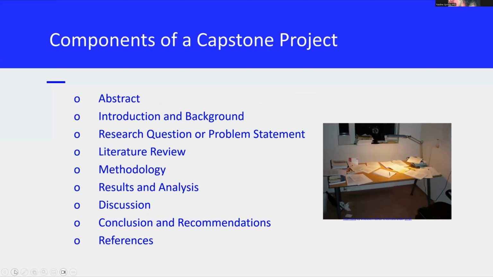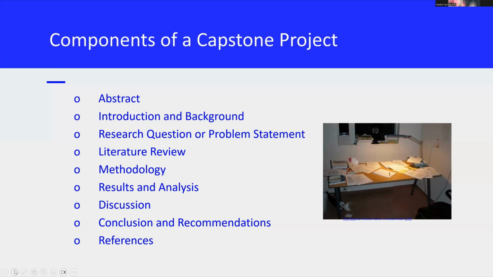So here are the key components of what should be included in your capstone. You need to have an abstract. And this is a brief summary of your project, including the purpose, methods, and key findings. You need to have an introduction and a background. And this will provide the context for your project and outlines its scope and significance. You need to have a research question or problem statement where you clearly define the issue or the question your project addresses. You need to have a literature review.